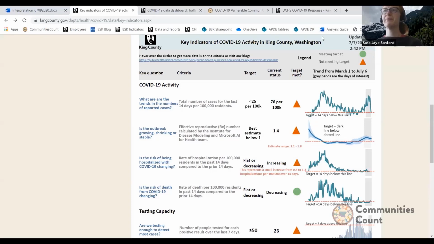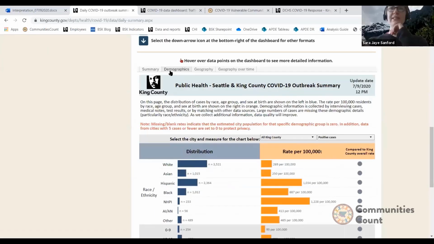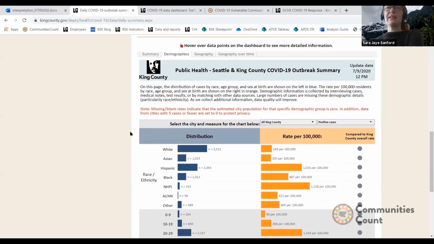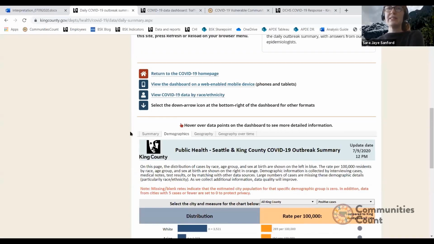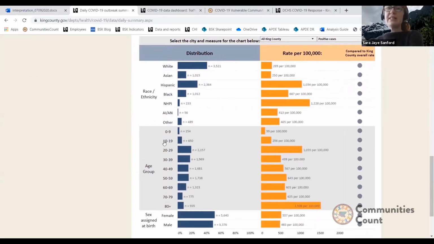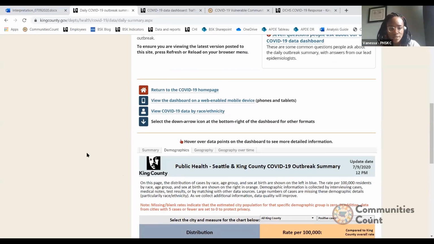So that's just one thing to look out for and keep your eye on if you're exploring data from different sources. These little tabs up here can be really helpful if you are looking for more details. This one shows demographic breakdowns as part of the daily outbreak summary dashboard. So we have race and ethnicity, and we do have age in decade-long groups here.